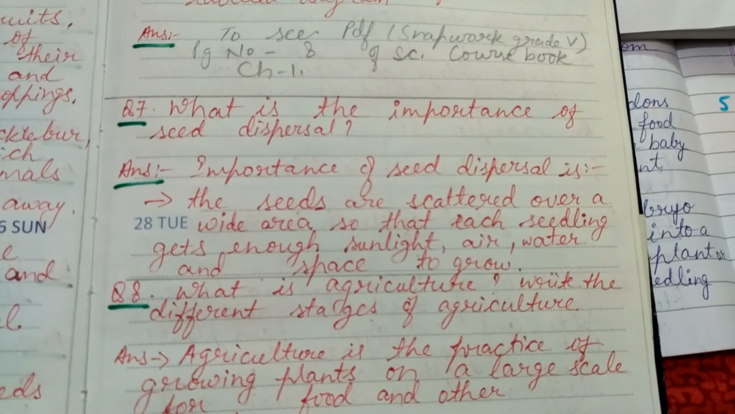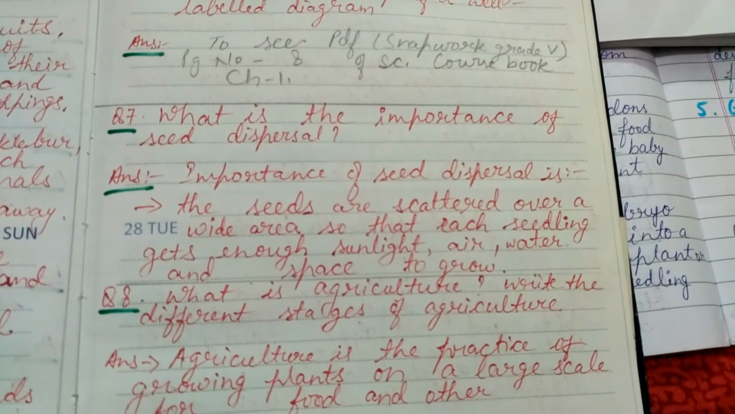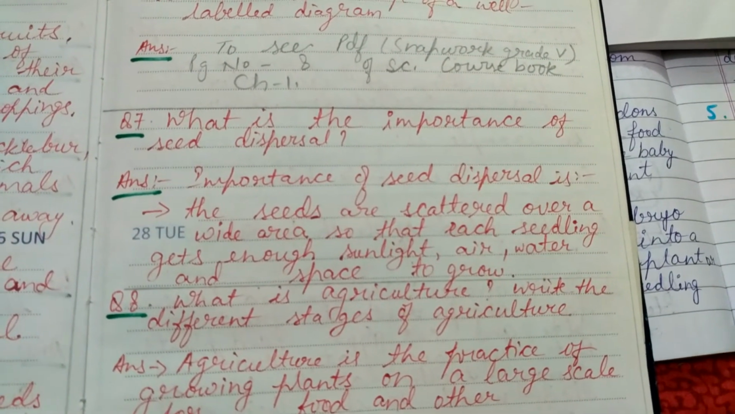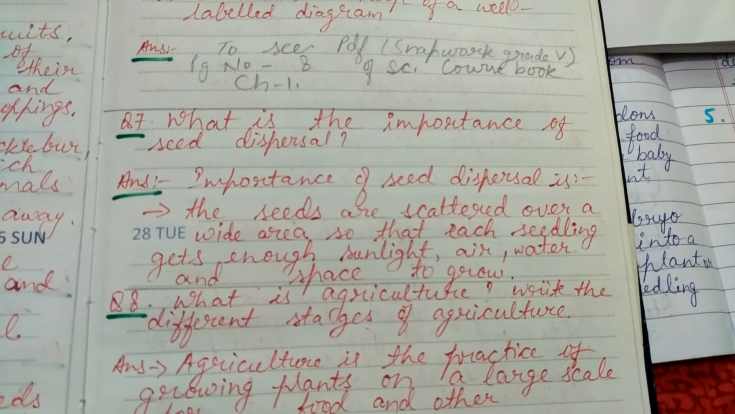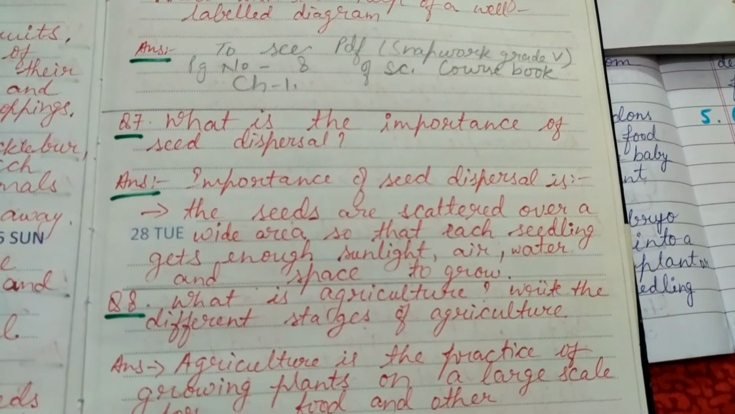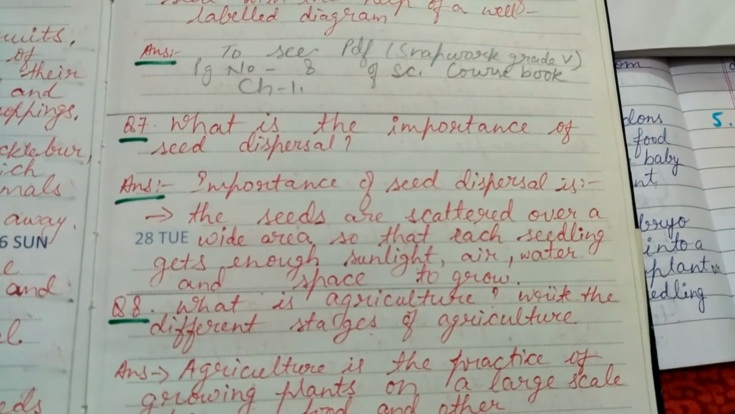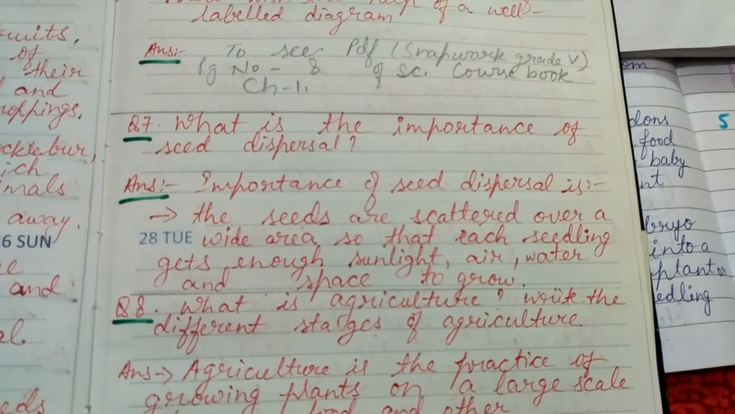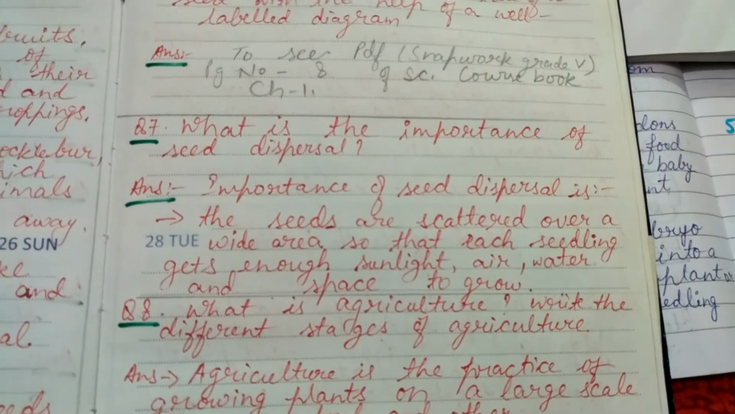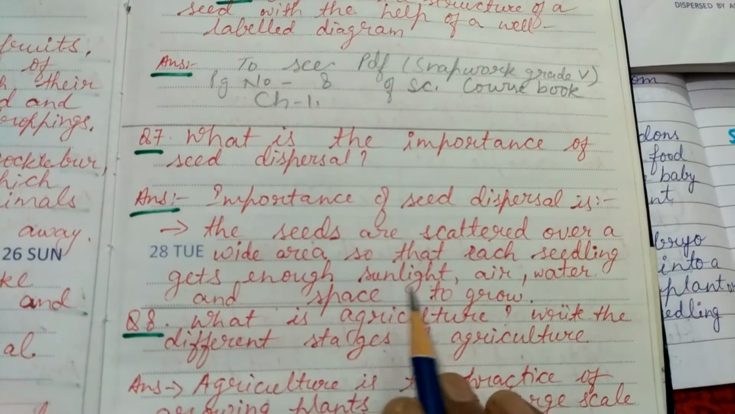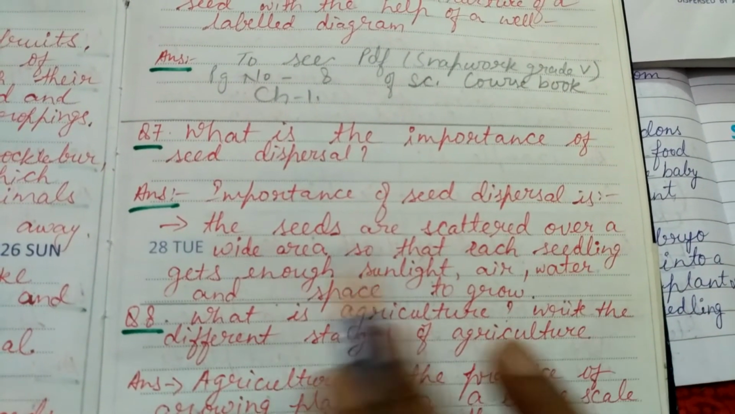Why are the seeds getting dispersed? So that each and every seed grows into a healthy plant. No seed is deprived of getting germinated. That's why the seed dispersal phenomenon is occurring in nature. That's why it is very important. Okay, so that's the reason the seeds are scattered over a wide area.